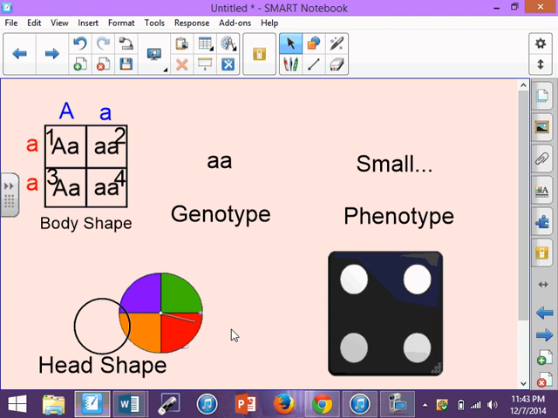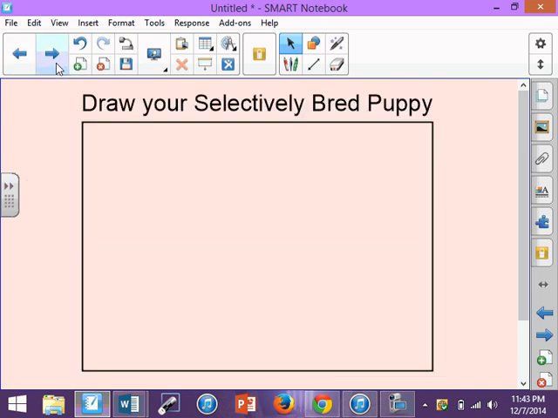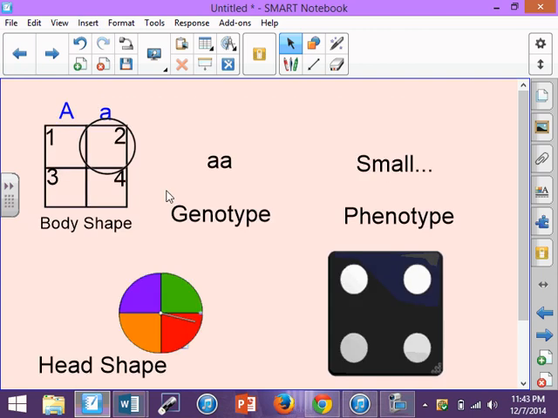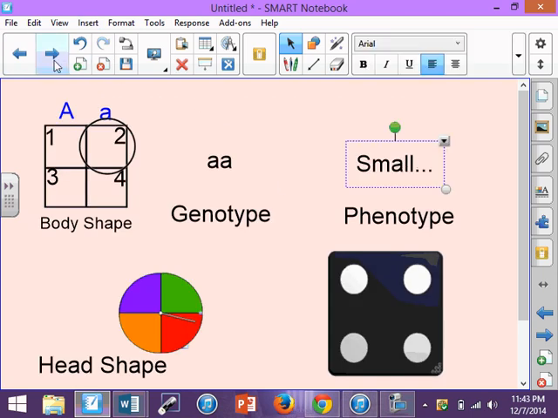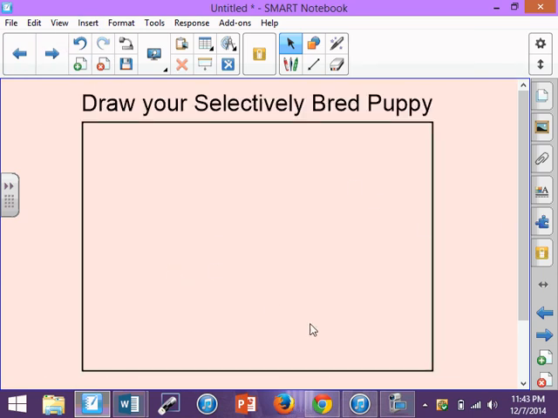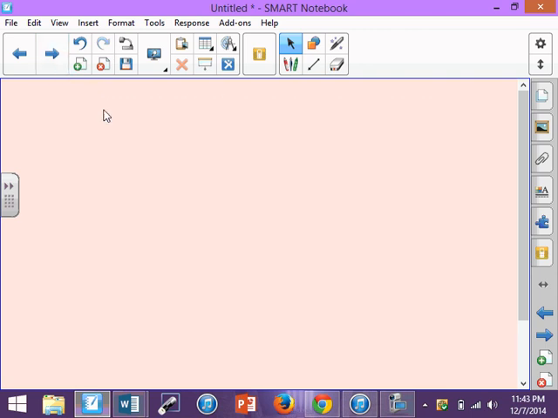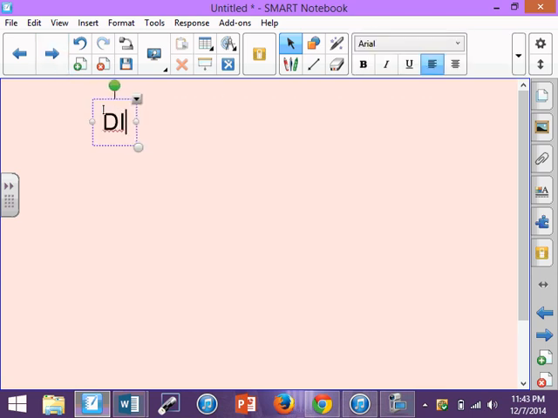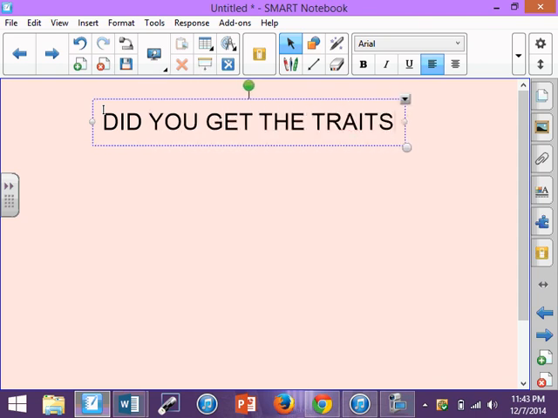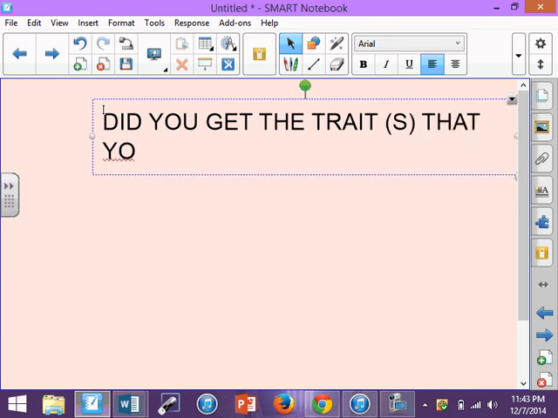And then, of course, once you've done this for all of your different traits, you are going to go back over here to your selected puppy and start filling in the traits. So you draw the small body, the head shape, the eyes, all that good stuff. And then at the very end, the most important part. Let's even capitalize: Did you get the trait, or we'll say traits, that you were looking for?